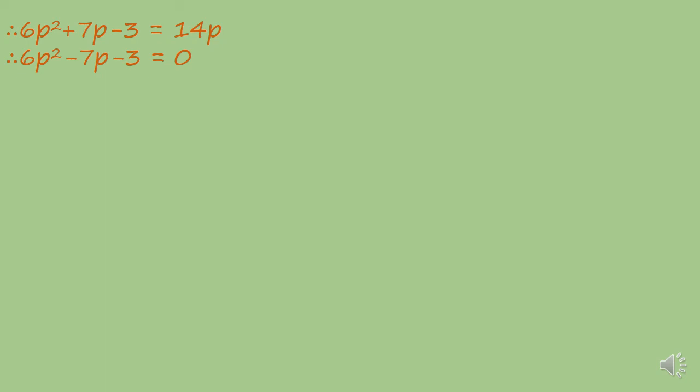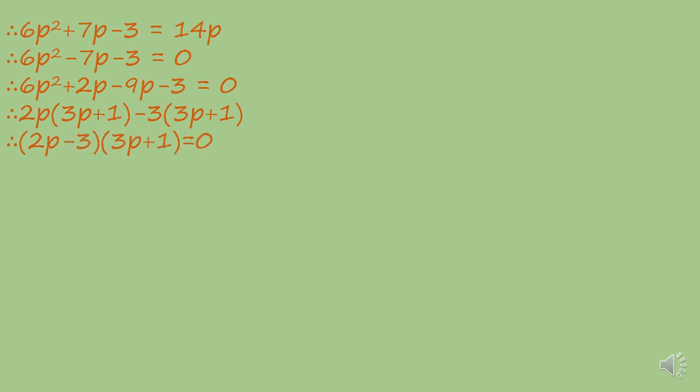Now as you can see, the first term into last term, 6 into minus 3 gives us minus 18 and the sum is minus 7. We know that 9 2s are 18 and 9 minus 2 is 7. Thus we split the middle term like this and we take the common factors, and thus we get these two brackets. Then either 2p minus 3 is equal to 0 or 3p plus 1 is equal to 0 is the last step. So p becomes either 3 by 2 or minus 1 upon 3.